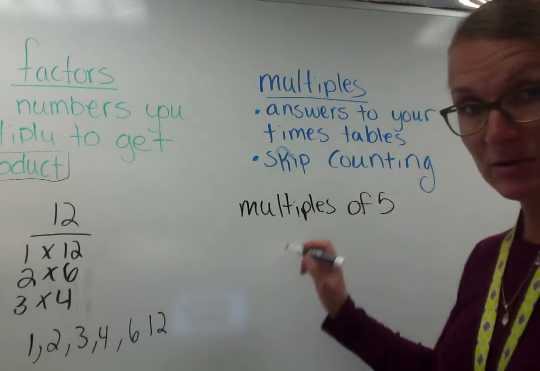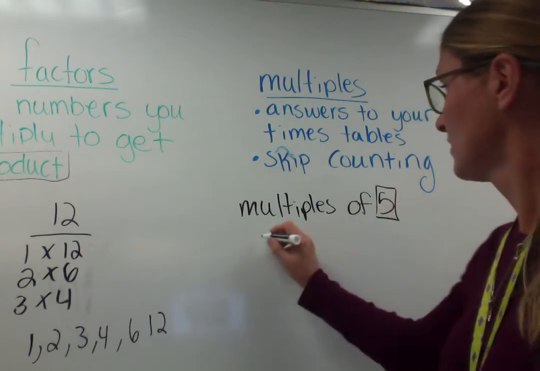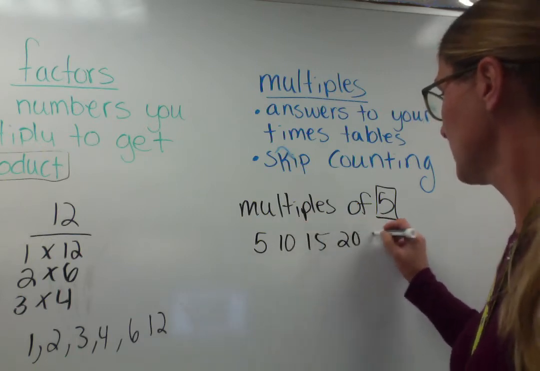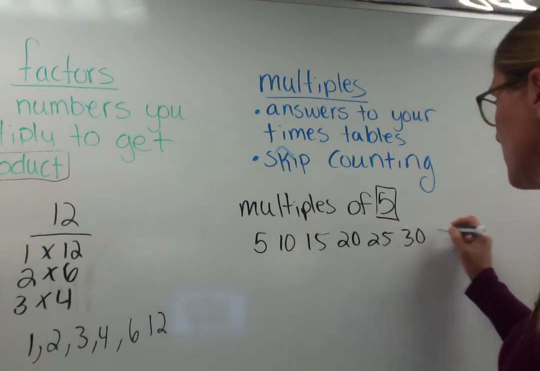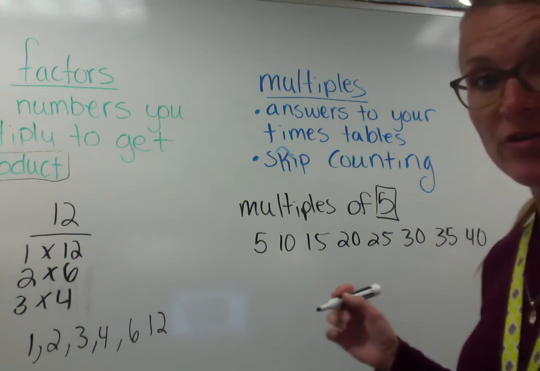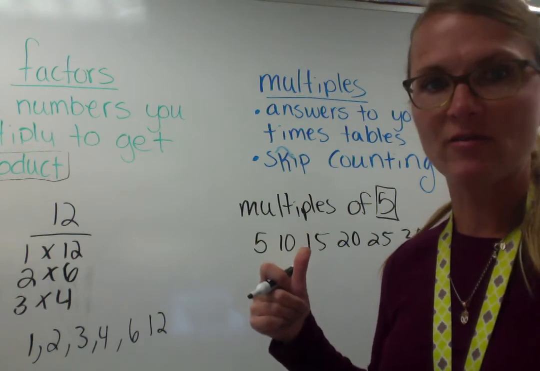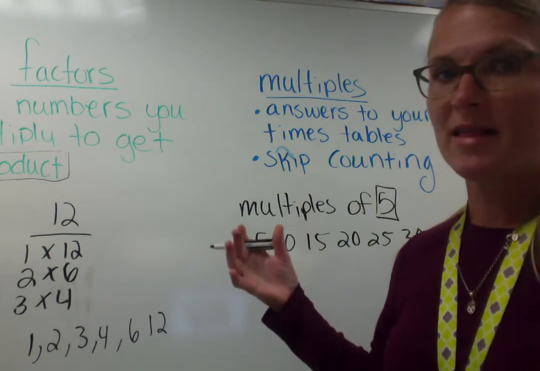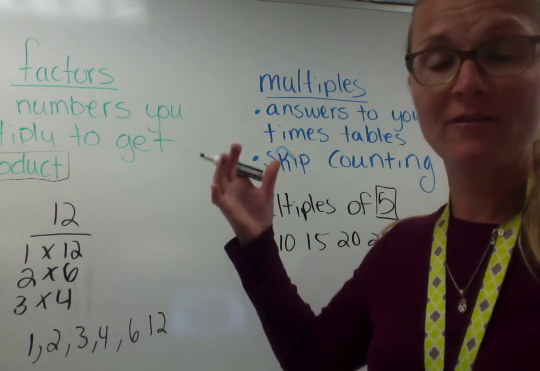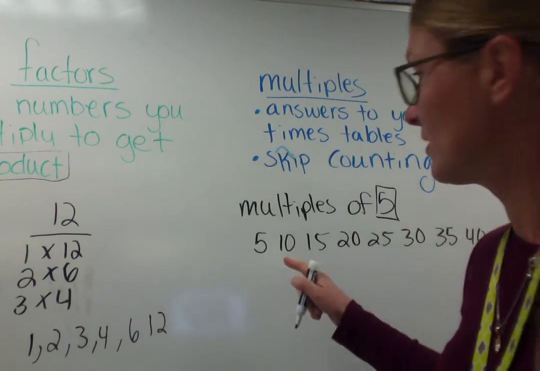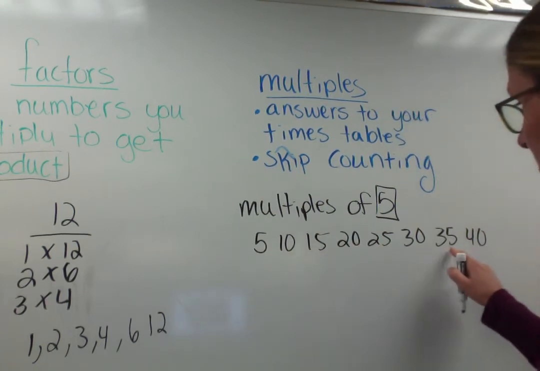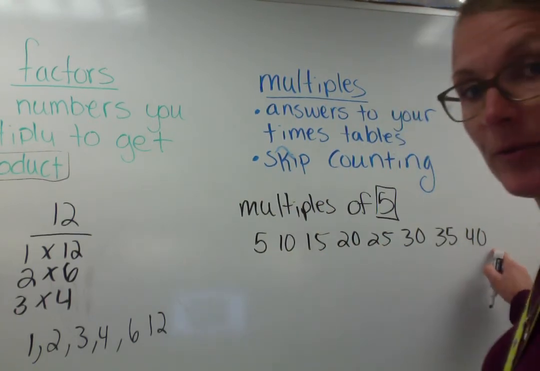So if I wanted to know what my multiples of 5 are, I would list them out starting with 5. 5 is the first one. 10, 15, 20, 25, 30, 35, 40. Now the thing about multiples is I could keep going forever and ever and ever. I could go up to like 1,735 or even further. One cool thing about multiples of 5 is they all end in 5 or 0. So that's a good pattern to know, okay?